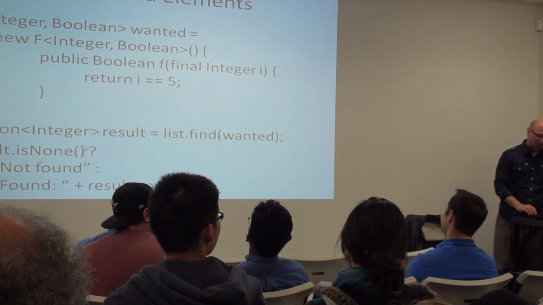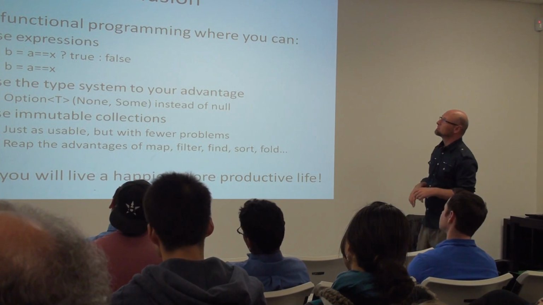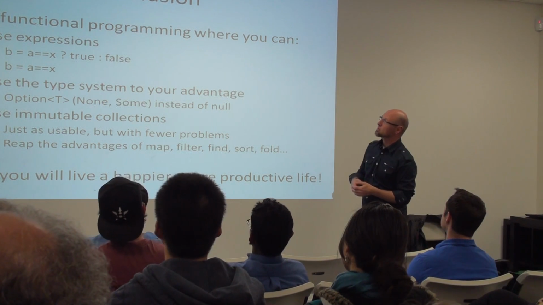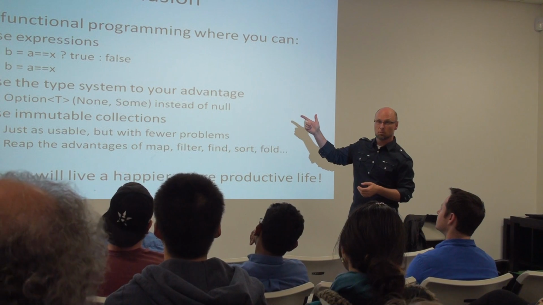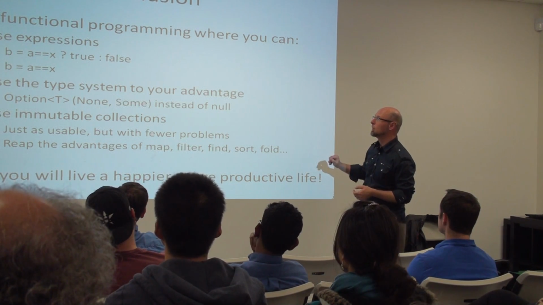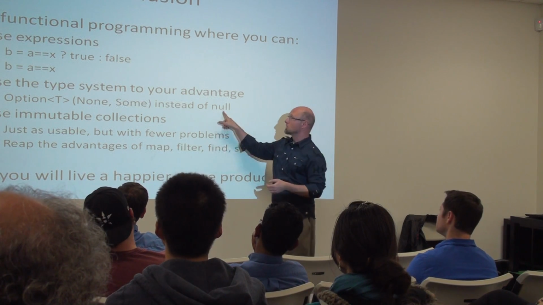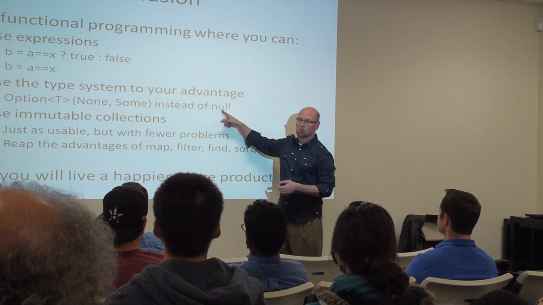All right. In conclusion, use the stuff that you can. So for instance, the ternary operator, use the expressions instead of, especially with assignment, because it's just much more readable and it's easier for you. Use option instead of null. Don't return null if you can ever avoid it.